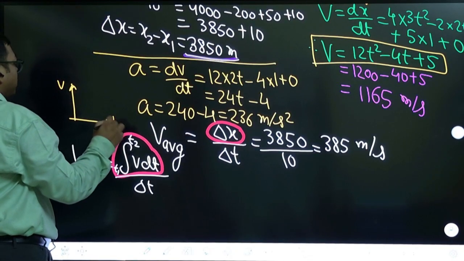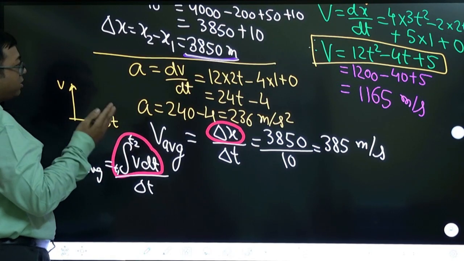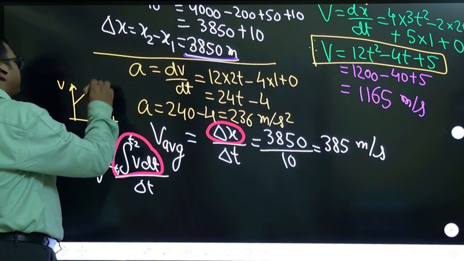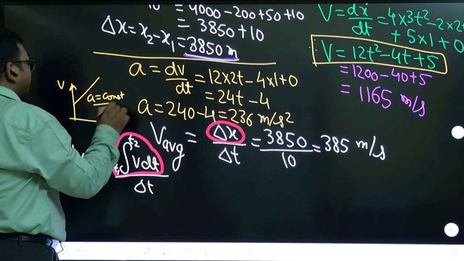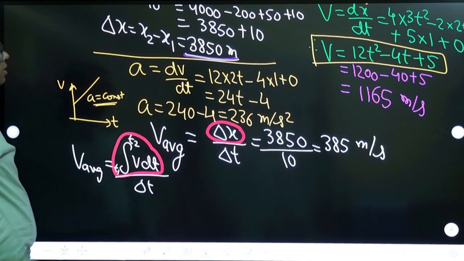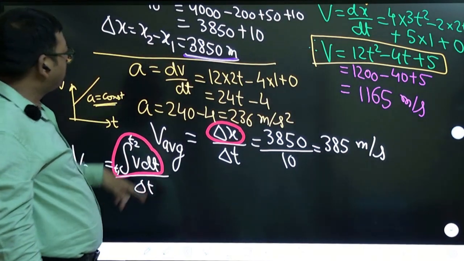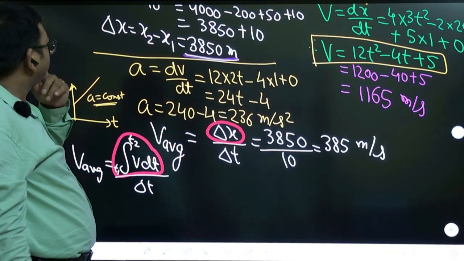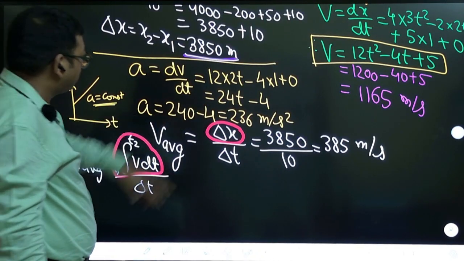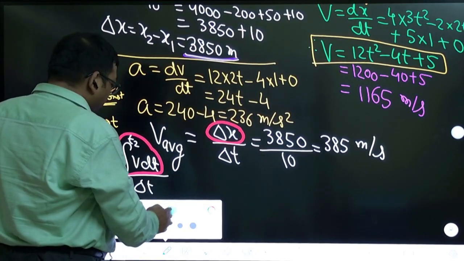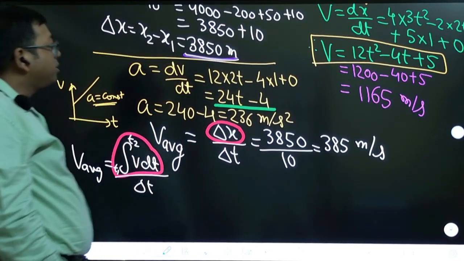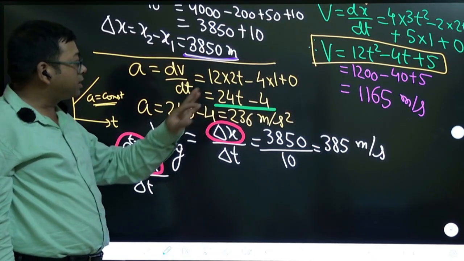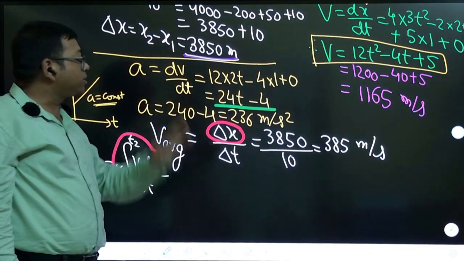Velocity time graph, straight line, but here it is not a straight line. Why? Because a straight line means constant, uniform acceleration. But in this case, acceleration is not uniform. Why? Because we calculated acceleration here, and acceleration depends on time. You can see that acceleration is 24t minus 4. So acceleration changes with time. It is not a constant acceleration.